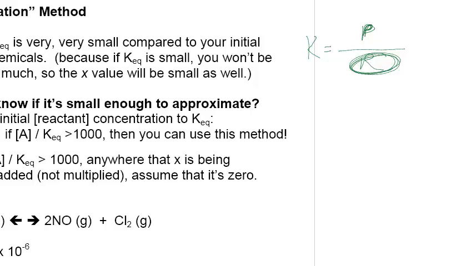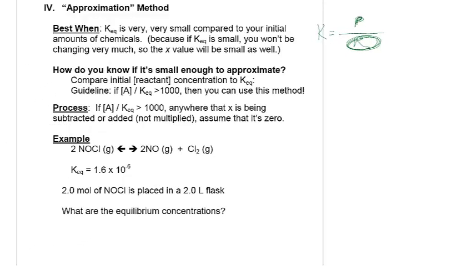If you're starting with only reactants, the x value is going to end up being small, so your change value is small. How can you tell if you can use this method? That's probably what you care about most. Here's how. If you compare your initial reactant concentration to the value of KEQ, and the concentration divided by the KEQ value is bigger than 1,000, so the concentration is at least 1,000 times bigger than the KEQ value, then you can use this method.